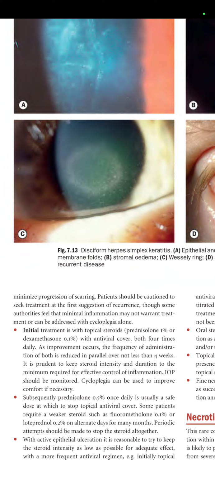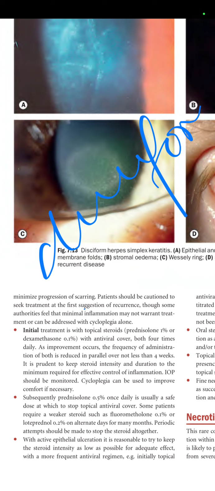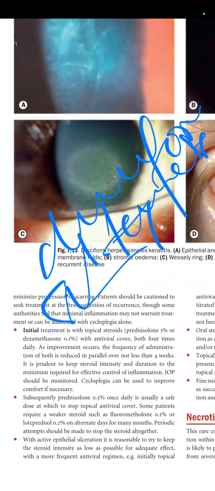Some patients require a weaker steroid such as fluorometholone 0.1% or loteprednol 0.2% on alternate days for many months. So as I told you earlier, in disciform keratitis we need to give the steroid for a longer period of time. We can give it on alternate days as well, and it can be continued for many months. Periodic attempts should be made to stop the steroid altogether. With active epithelial ulceration, it is reasonable to try to keep the steroid intensity as low as possible for adequate effect, with a more frequent antiviral regime.